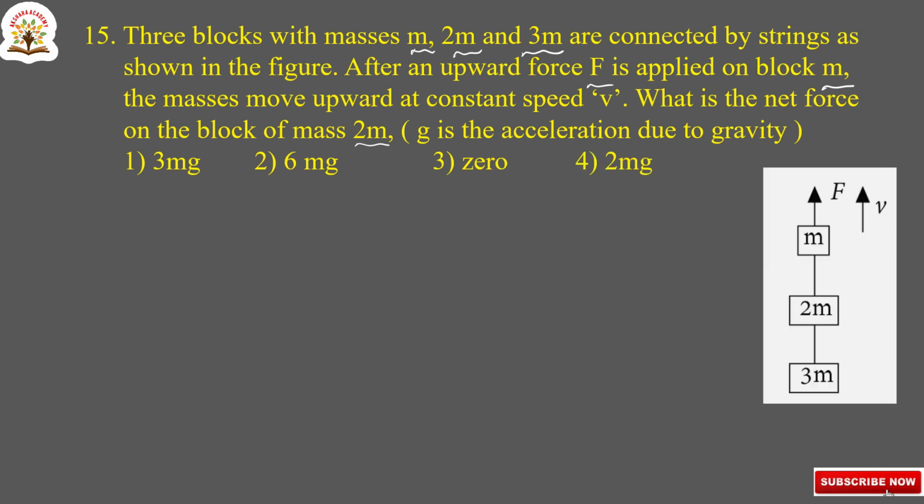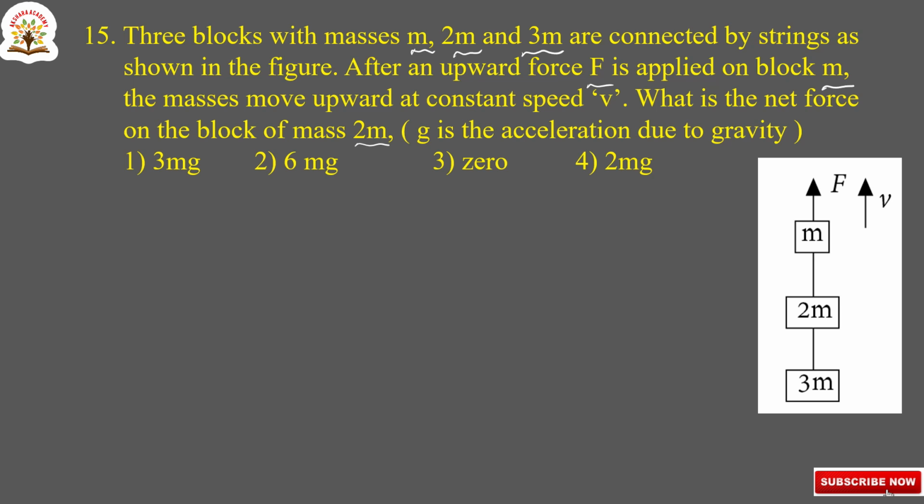Now see this figure. These are three blocks, having masses m, 2m, 3m, connected by strings. An upward force F is applied on the block of mass m, so the masses move upward at constant speed v. We have to calculate the net force on the block of mass 2m. Here there is tension T1 upwards and the force also upward. As v is constant, a is equal to 0. Let us go to the solution.